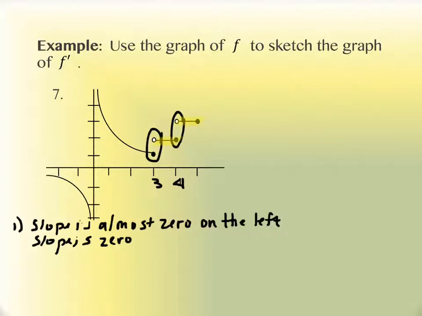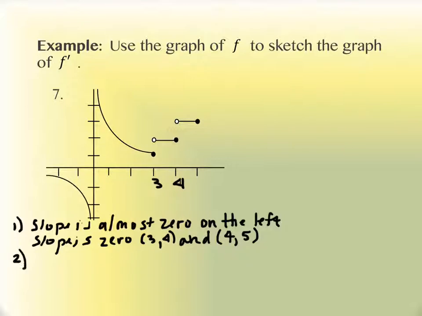So the slope is 0 from 3 to 4 and from 4 to 5. Alright, so that's all our issues about slope being 0. So the next thing we're going to do is we're just going to move from left to right on my graph and talk about how the slope is changing.